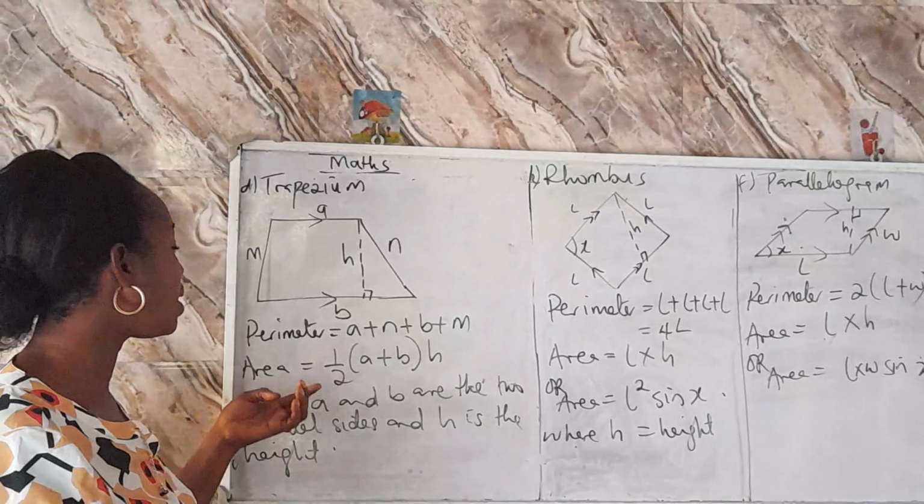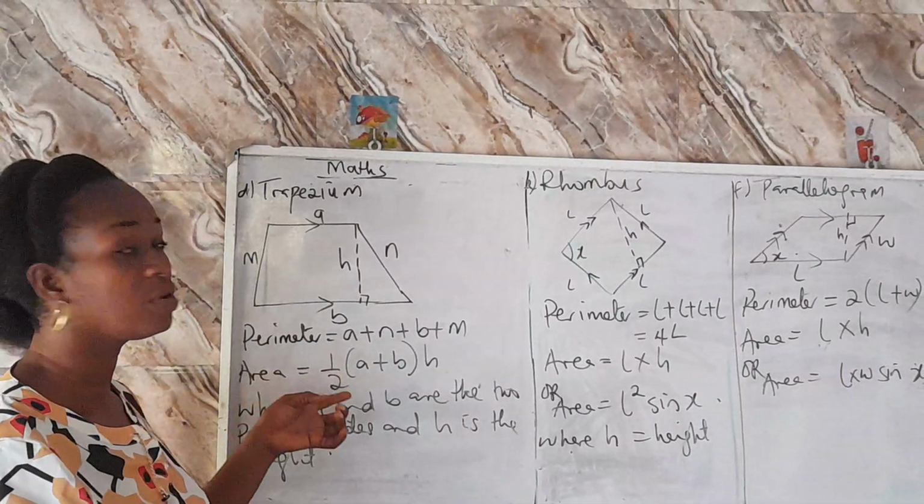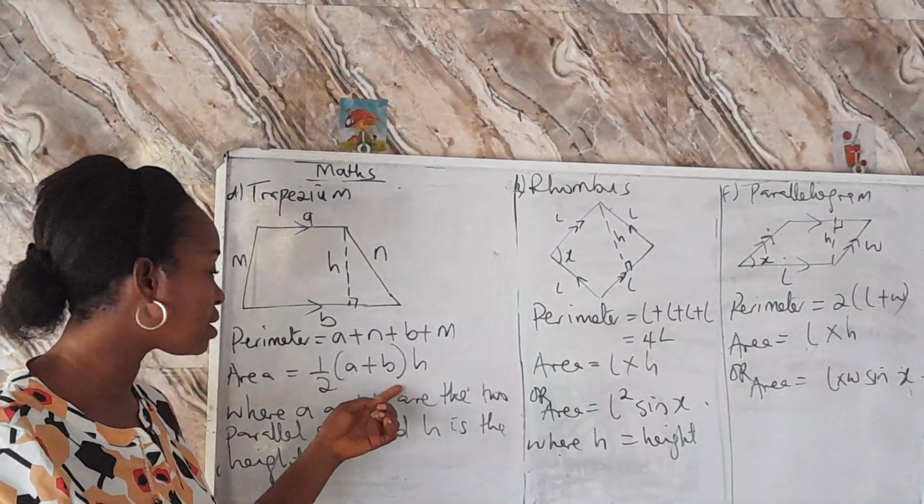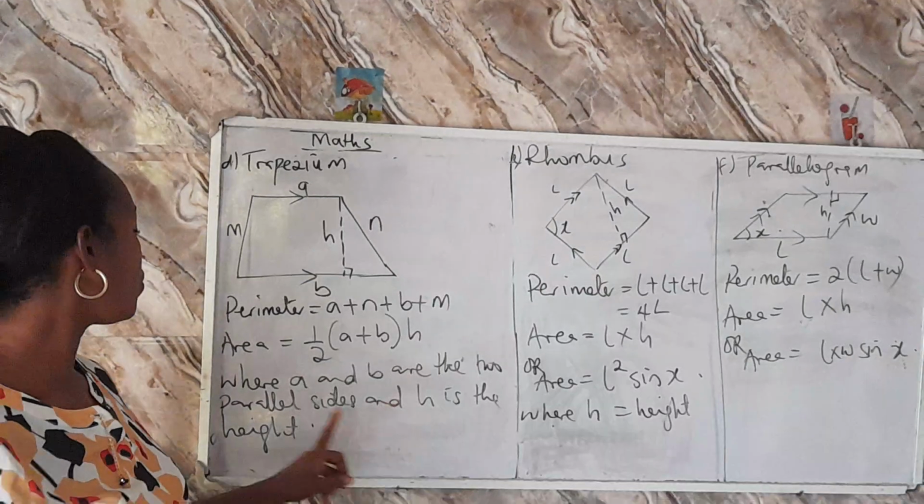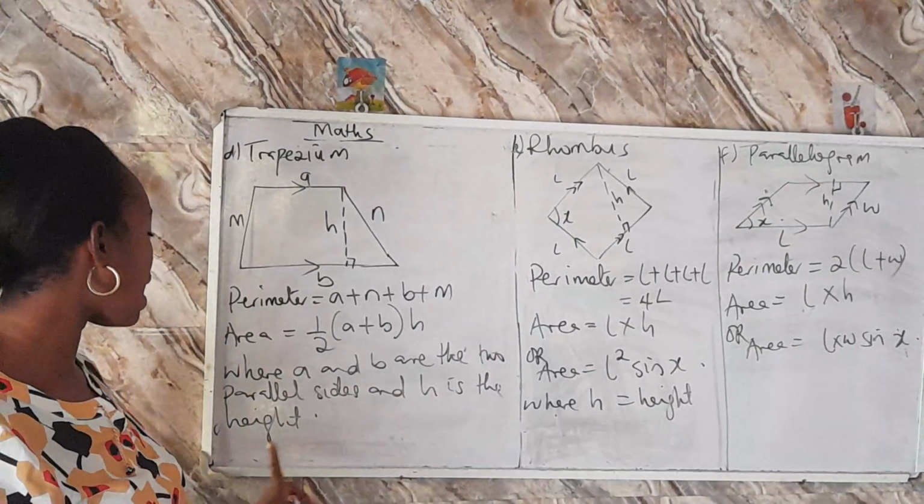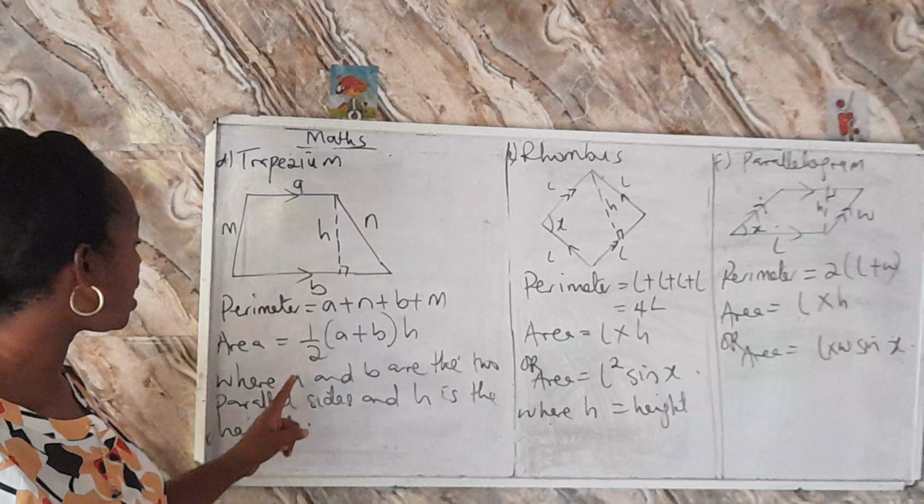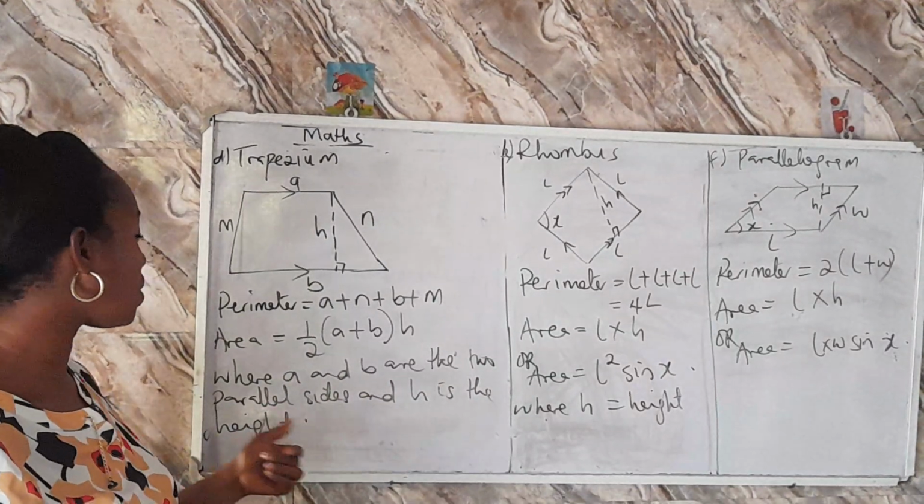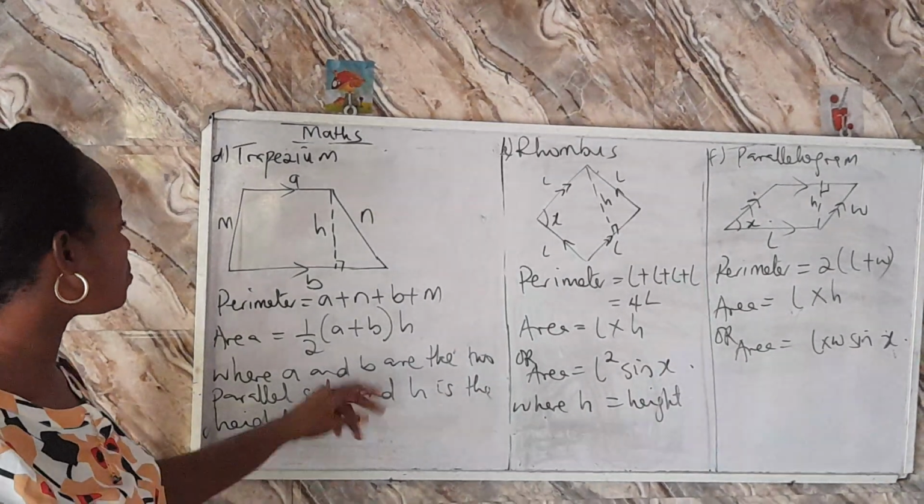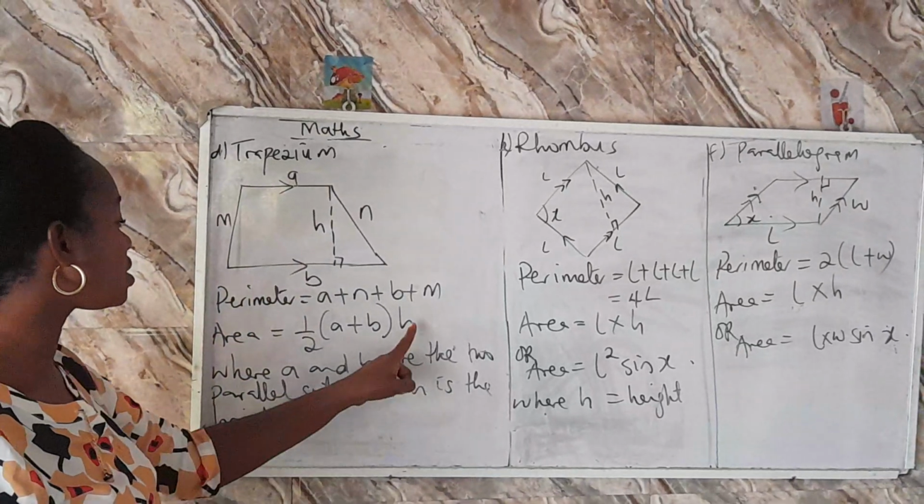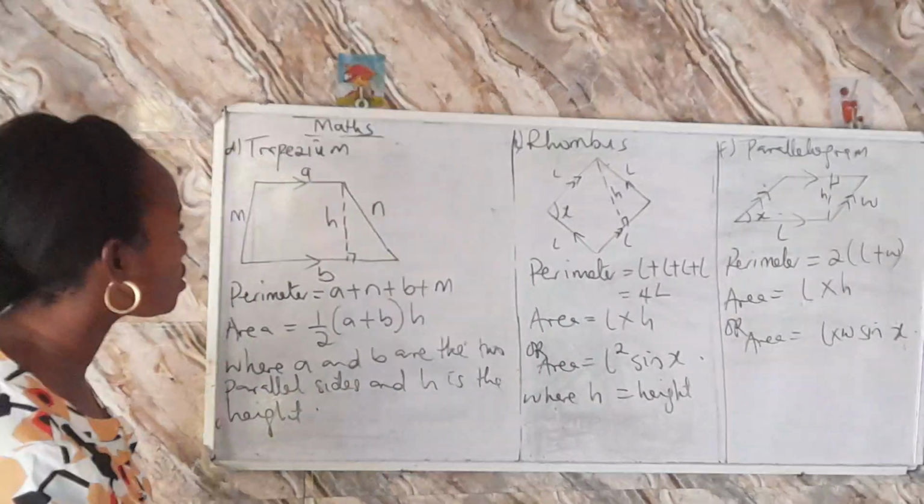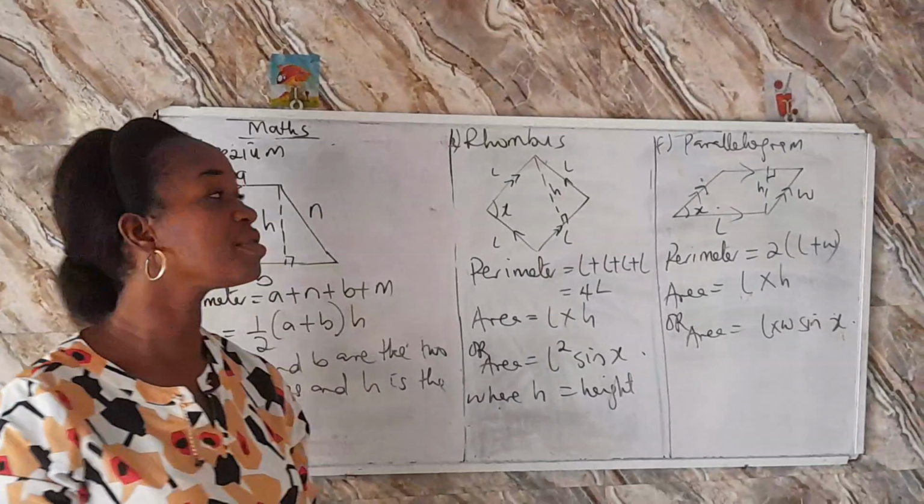The area will be half times the sum of the two parallel sides times h, where h is the height of the trapezium, and a and b are the two parallel sides. A and b are the two parallel sides, then h is the height of the trapezium. So we have the rhombus.